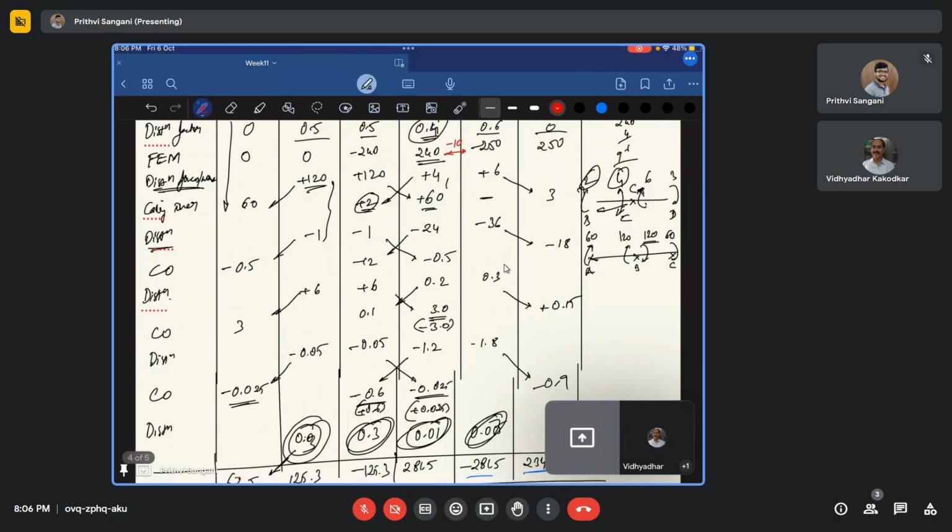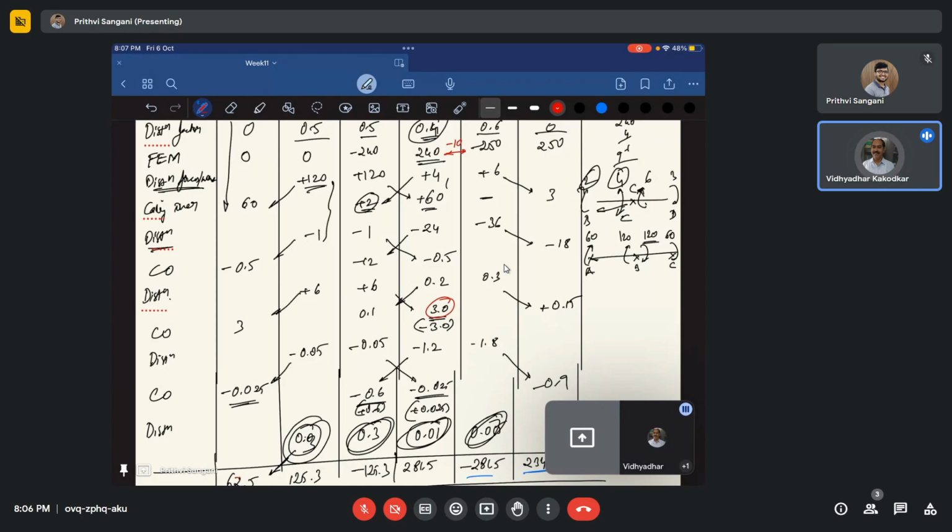3 is my moment there. So my net moment is 3, and I need to apply minus 3 to remove that fixity. When I apply minus 3 to remove that fixity, it will distribute the moments as 40% in BC and 40% in CB, something like that. No, I'm talking about the initial calculation of distribution factors.